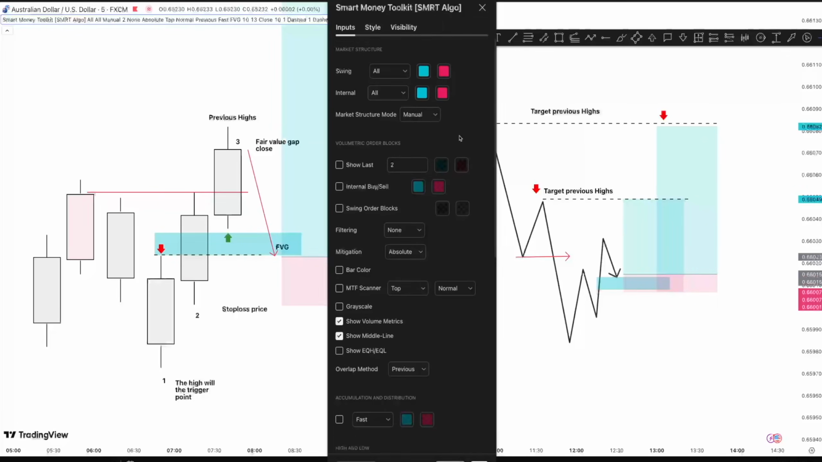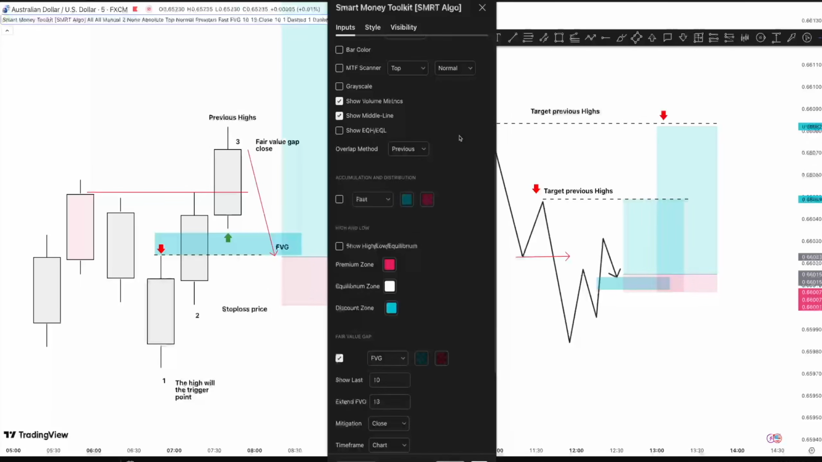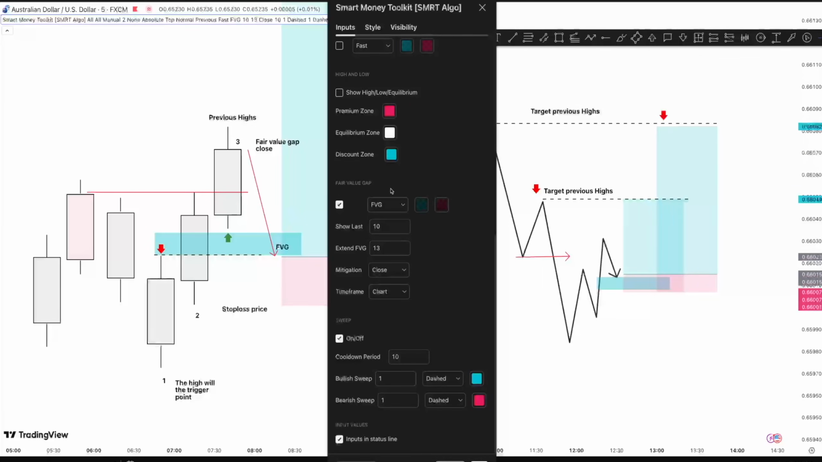These are all my settings. Everything is just off here. The only thing that I put on is the fair value gap, and I have extended the fair value gap. Show last, I made it 10 because I want to see more fair value gaps in the market, so many things are just off here.